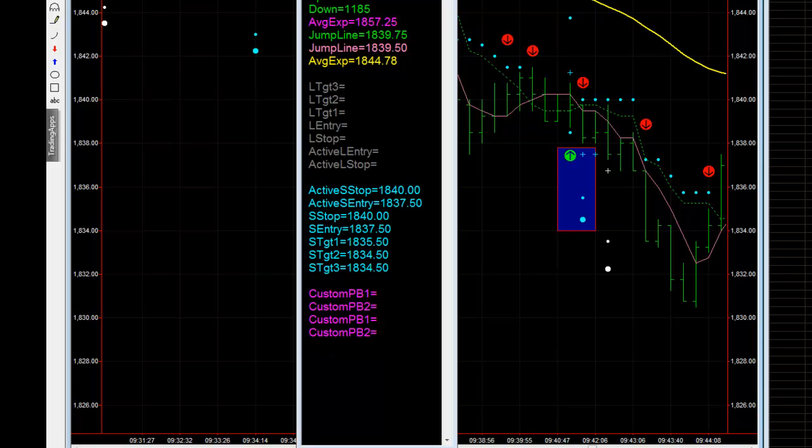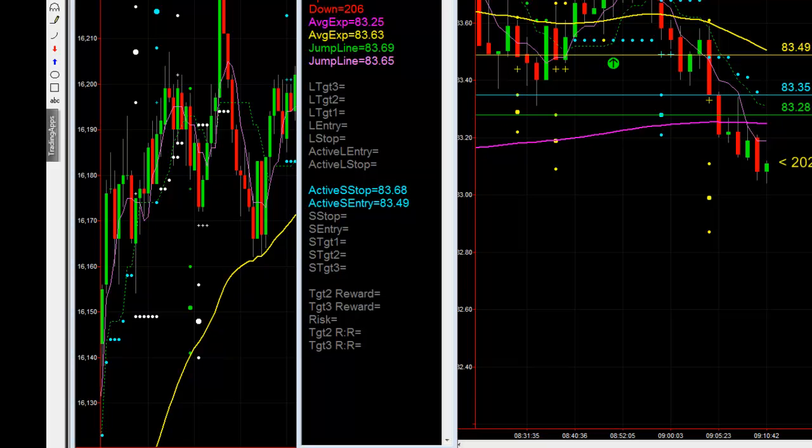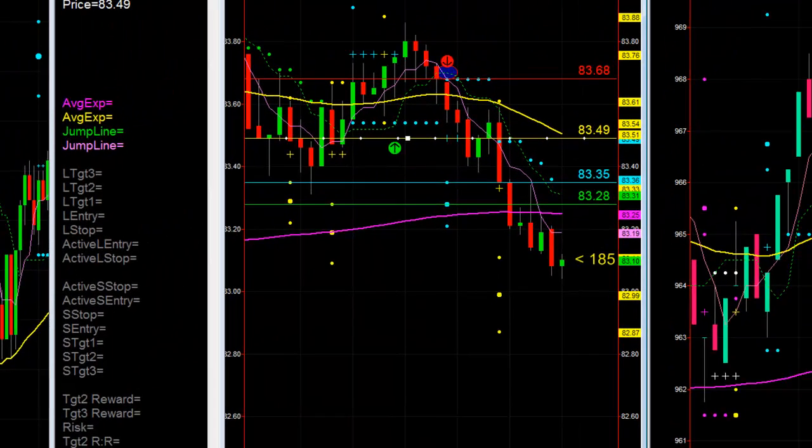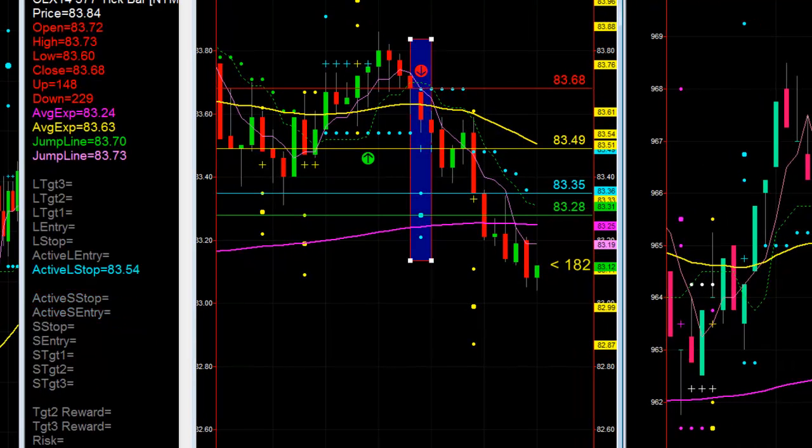So let me go back and see how we're doing on our oil trade. Oh, look at that. I mean, just turn away and you make money, right? Or we hope so. So tell me what we've done. Tell me what's happened on this. This was the setup. This was the short setup right here, right? I've still got my lines in place.